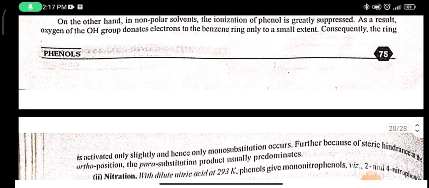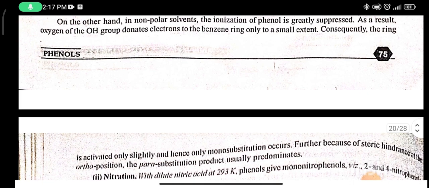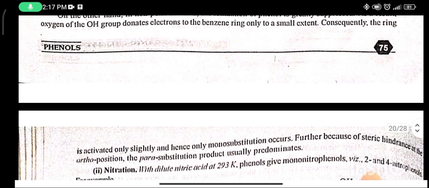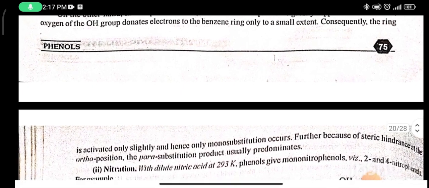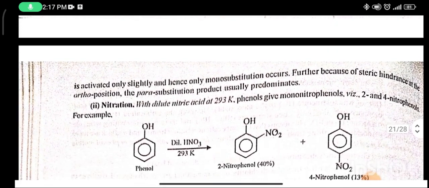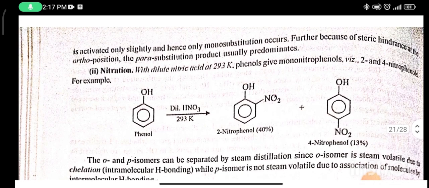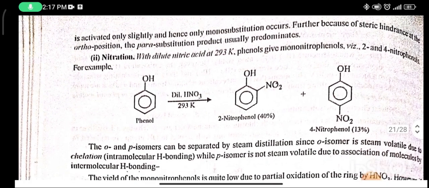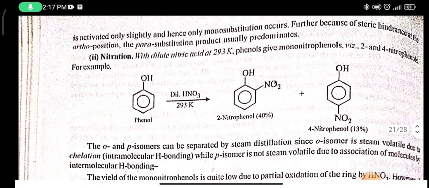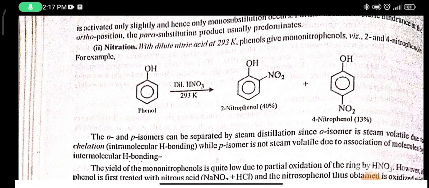As a result, the oxygen of OH donates electrons to the benzene ring only to a small extent. Consequently, the ring is activated only slightly and hence monosubstitution occurs. Further, because of steric hindrance at the ortho position, the para substitution usually predominates.